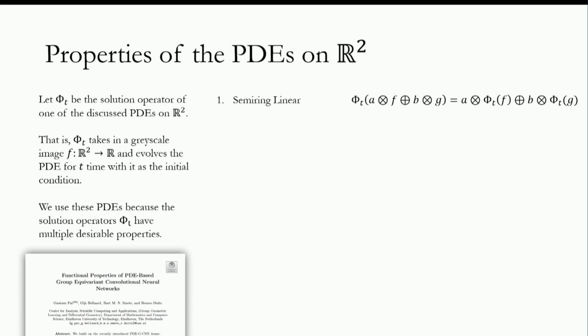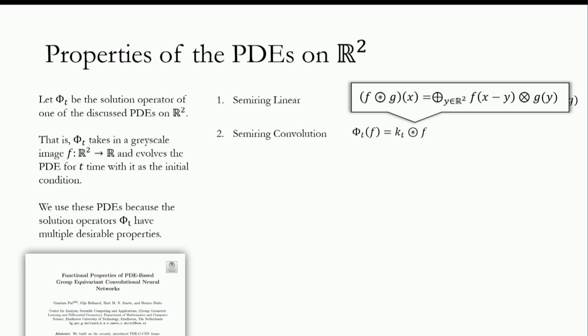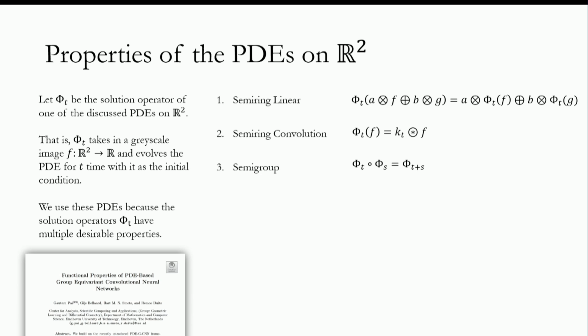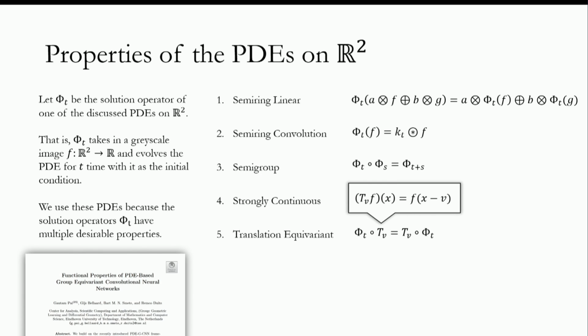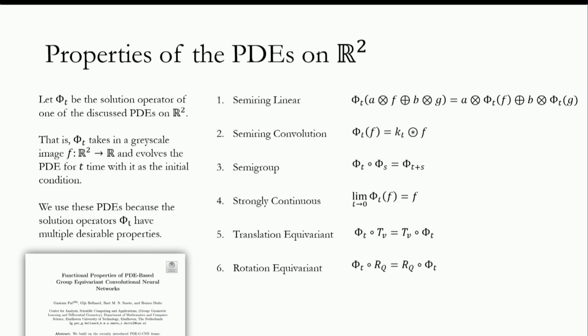And in the dilation and erosion case, it's tropical max linear and tropical min linear. They're all a semiring convolution, where semiring convolution is defined in the obvious way. They all form a semigroup, so that means that evolving the PDE for s seconds and then for t seconds is the same as evolving it for t plus s seconds. It's strongly continuous, so doing a little bit of the PDE doesn't change the initial condition. It's translation equivariant, where translation is defined again in the obvious way. This means that if you do the PDE, then translate, it's the same as translating, and then performing the PDE.